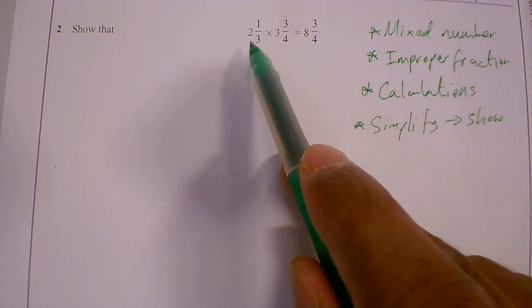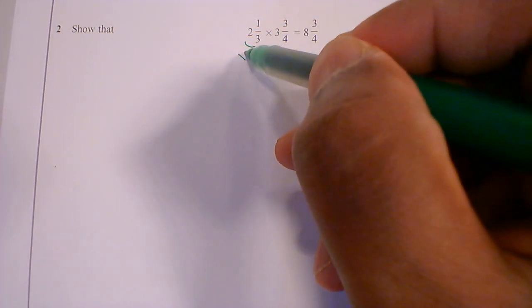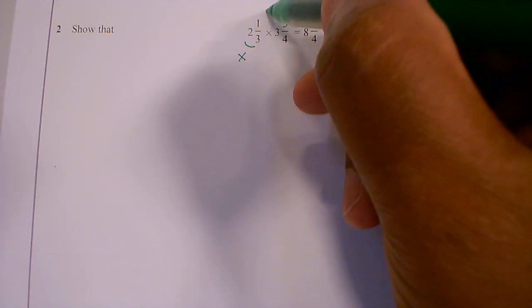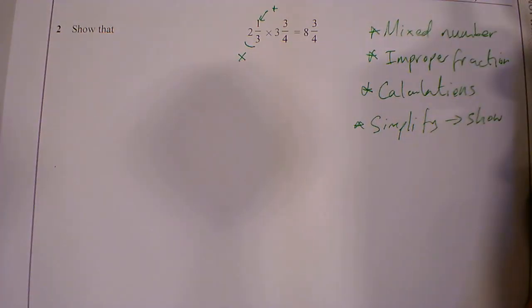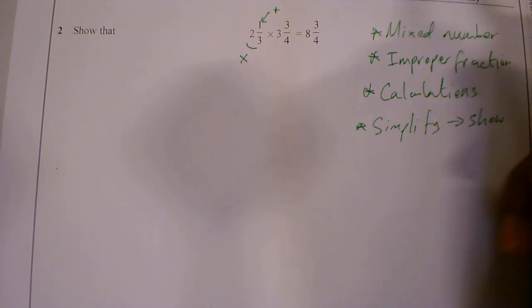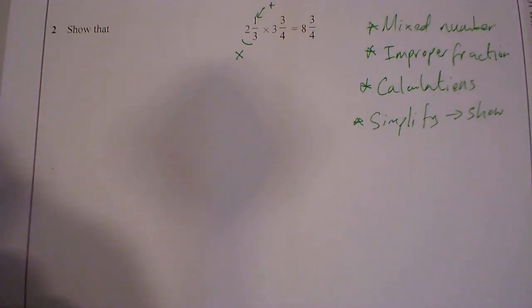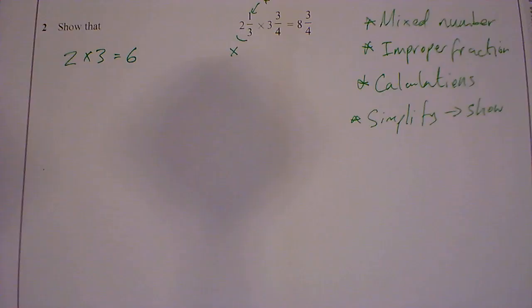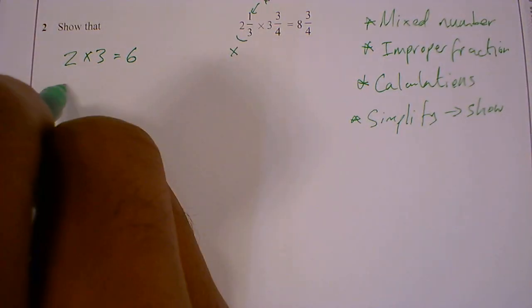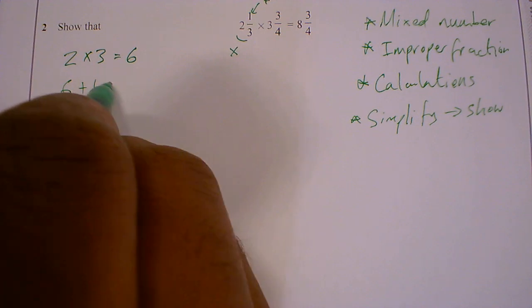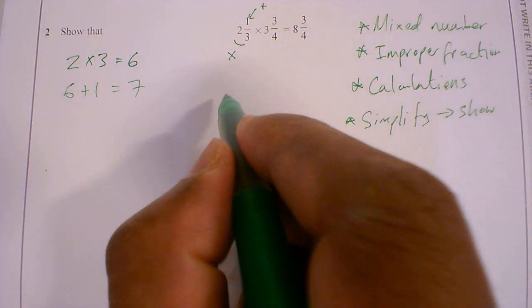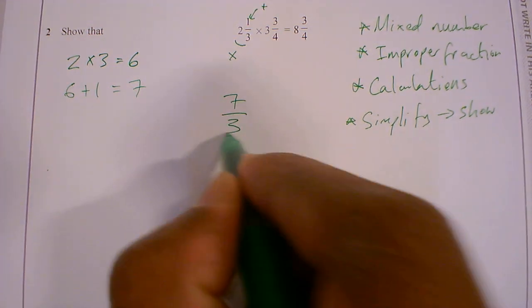So what do we do here? We multiply the denominator with the whole number, and then we add the numerator. Those are my parts to make it an improper fraction. So let me do this. I've got 2 times 3 gives me 6, and then I add my numerator. 6 plus 1 gives me 7. So now this becomes 7 over 3.